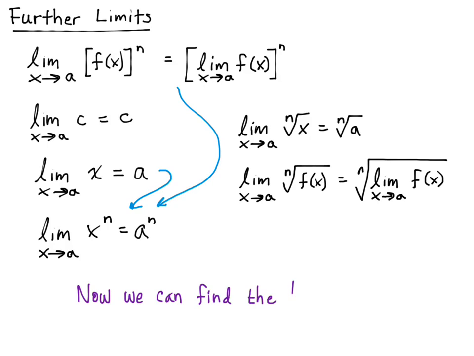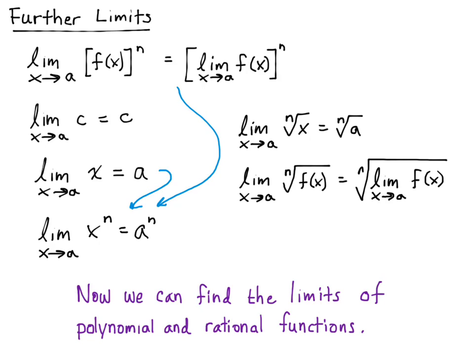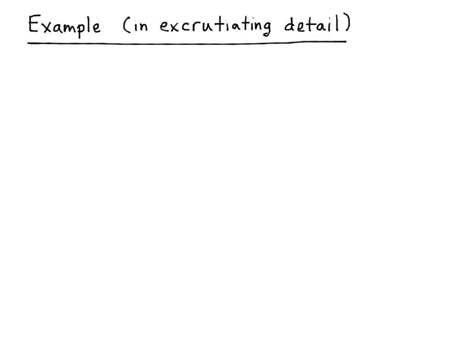Okay, so combining all these rules, I can find the limits of polynomial and rational functions simply by substitution. So if we want to know how x squared plus 2x plus 1 behaves as x goes to 4, short story is with all these rules we can just plug it in. So let me take you through a couple examples here. And this is going to be in excruciating detail. I'm not going to make you do all these steps, but I'm going to show you that formally you have to apply each rule.